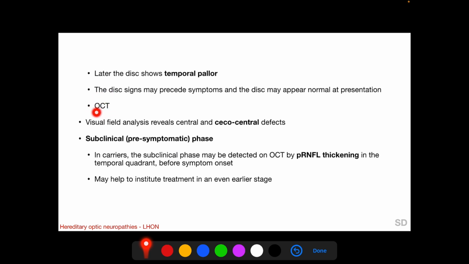Recently, OCT has been shown to be important for LHON, which we have discussed in detail in the presentation on OCT. Visual field analysis reveals central and cecocentral defects, and with the help of the OCT we can now identify a subclinical or a pre-symptomatic phase. In carriers with the mitochondrial mutation, the subclinical phase before the symptom onset may be detected on OCT by pRNFL thickening in the temporal quadrant, and this may help to institute treatment in an even earlier stage. So if the patient is known to have a family history of LHON, we can do serial OCT to pick up the disease in the pre-symptomatic or subclinical phase.